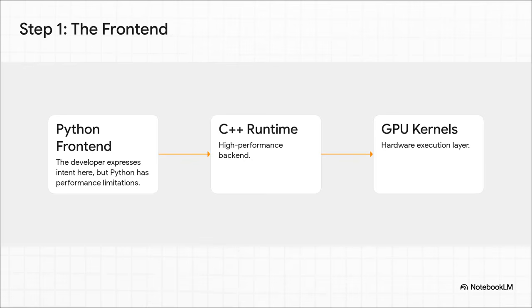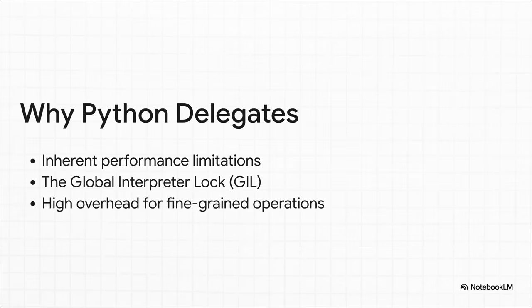All right, so where are we on our map? We're right at the very beginning, the Python front end. This is your world, where you write the code. But Python itself was never really built for heavy-duty number crunching. And why is that? Well, for a few reasons. It has some performance limits. There's this thing called the global interpreter lock, the GIL, that gets in the way of true parallelism. And honestly, the overhead for even simple math is just too high. So Python's job isn't to do the work, but to delegate the work.